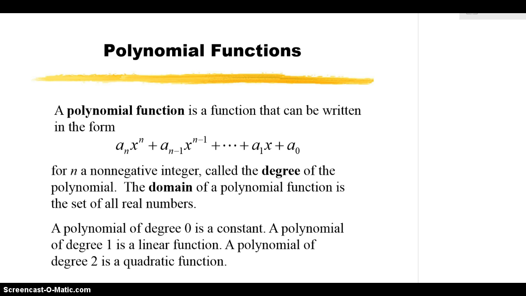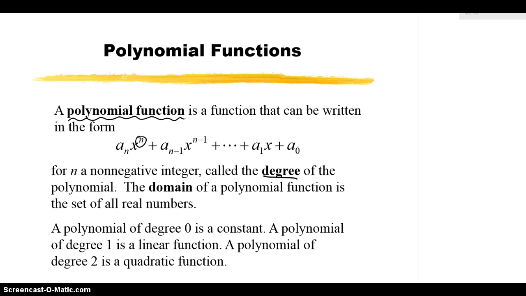We'll start with the definition of a polynomial function. A polynomial function is simply a function that can be written in this form that you see here: a sub n x to the power of n plus a sub n minus 1 x to the power of n minus 1, etc., all the way down to a sub 1 x plus a sub naught. n has to be a non-negative integer, and it's called the degree of the polynomial. This is sort of the highest power that you'll have here. The domain of a polynomial function is always the set of all real numbers, because any input here is allowed, and you will get an output.